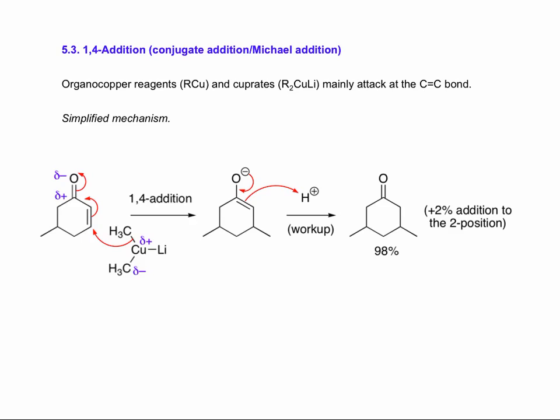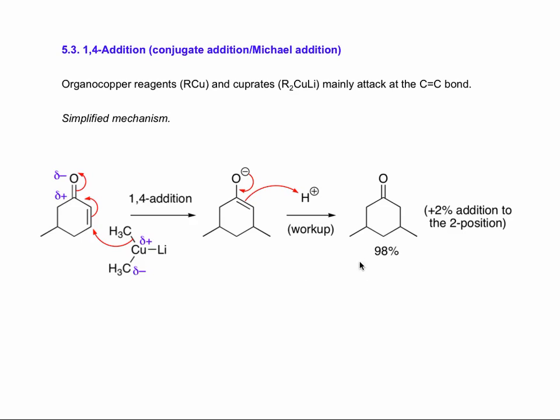So let's now compare that with 1,4 addition, or conjugate addition, or Michael addition, and here we're going to use organocopper reagents, or cuprates, and these mainly attack at the CC double bond in this 1,4 addition process. And if we look at what's described as a simplified mechanism, here we have a cuprate reagent. We can take the electron density from one of these copper-carbon bonds. We can attack at the 4 position, pushing the electron density onto the oxygen, so we form an enolate ion, and that enolate ion on protonation gives us this ketone.